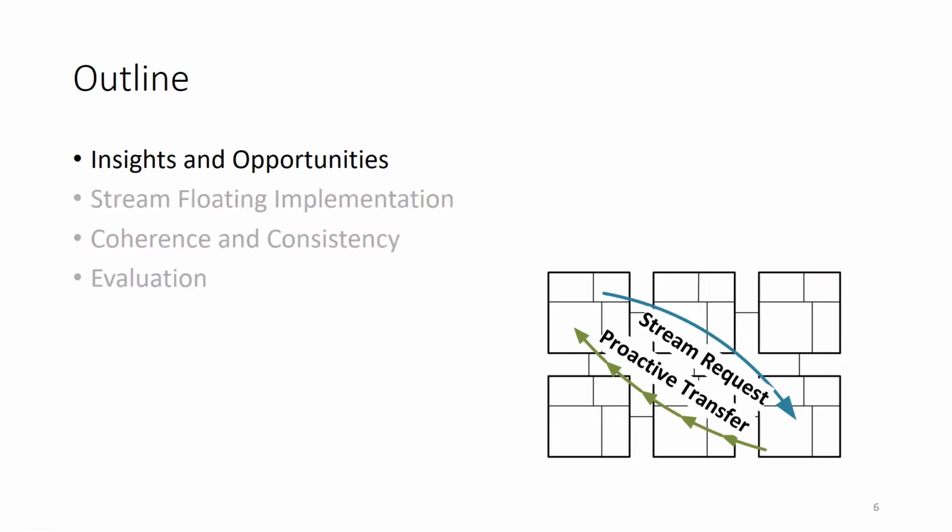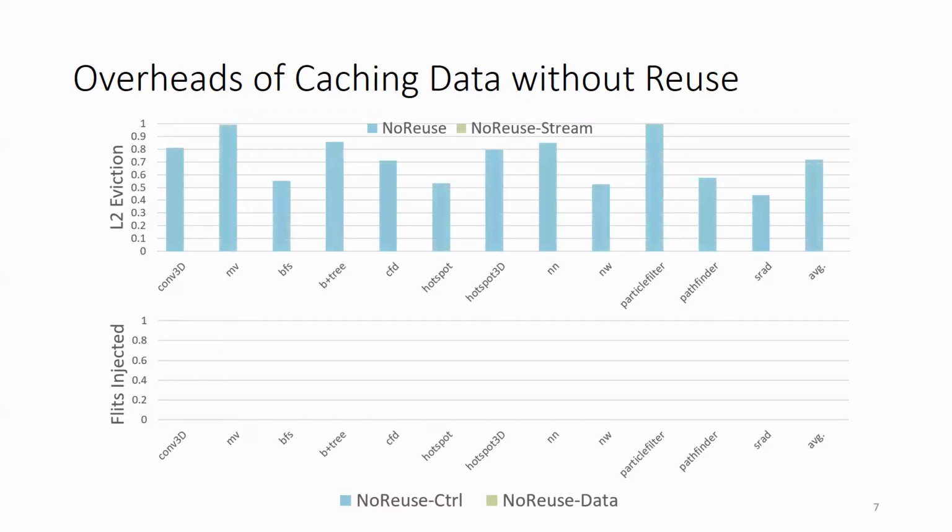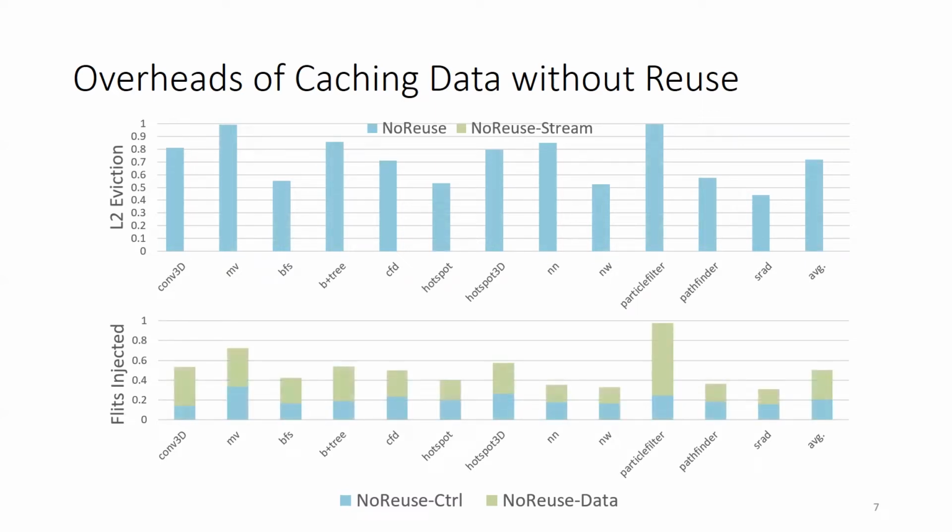In order to better understand the insight and the new opportunities, we first make a key observation. For well-defined access patterns with little reuse, conventional cache systems introduce overheads that cannot be ignored. Here we count the percentage of evicted private L2 cache lines without reuse, and the number of flits injected into the network from caching them. On average, 72% of evicted cache lines are not reused, which contribute about 50% of the network flits. This indicates some major overheads.